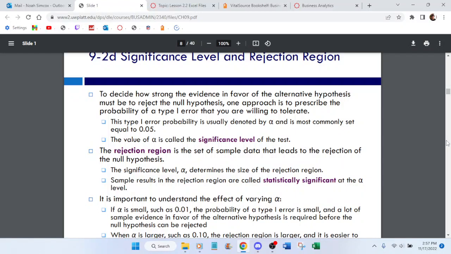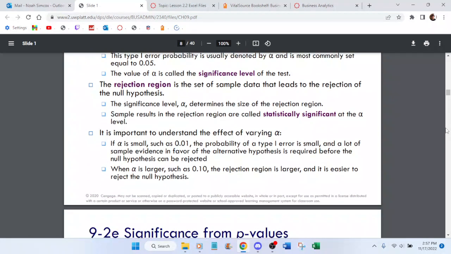The rejection region is the set of sample data that leads to the rejection of the null hypothesis. The significance level alpha determines the size of the rejection region. Sample results in the rejection region are called statistically significant at the alpha level. It is important to understand the effect of varying alpha. If alpha is small, such as 0.01, the probability of a type 1 error is small, and a lot of sample evidence in favor of the alternative hypothesis is required before the null hypothesis can be rejected. When alpha is larger, the rejection region is larger.